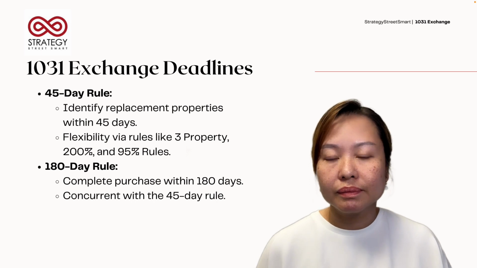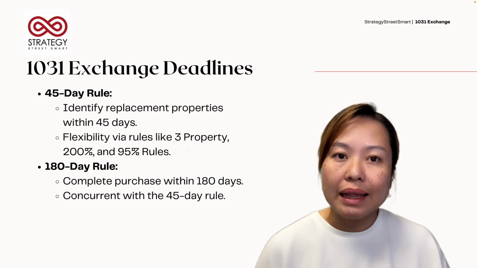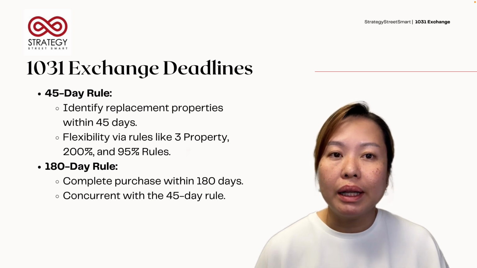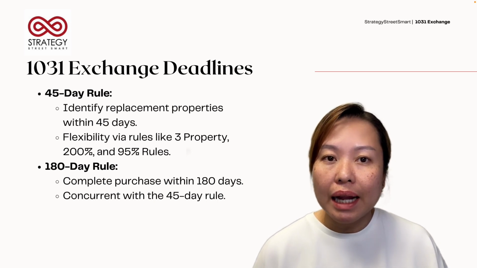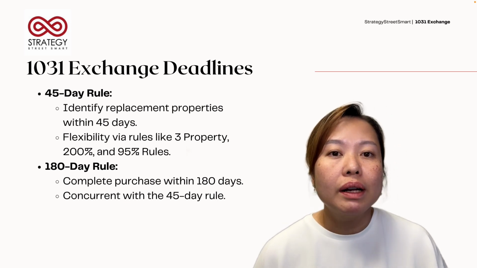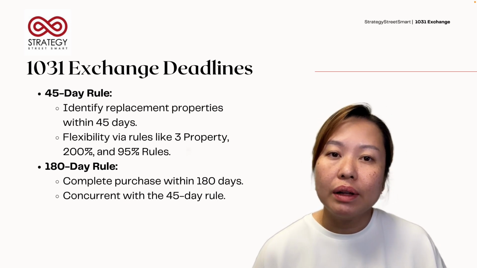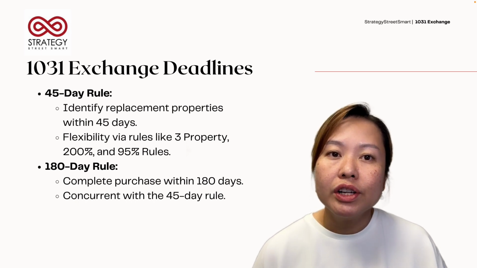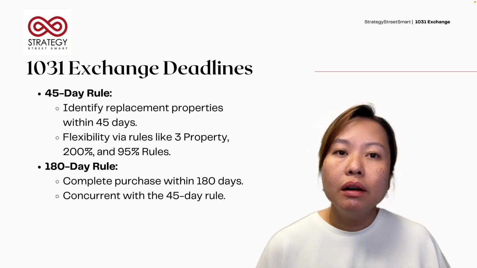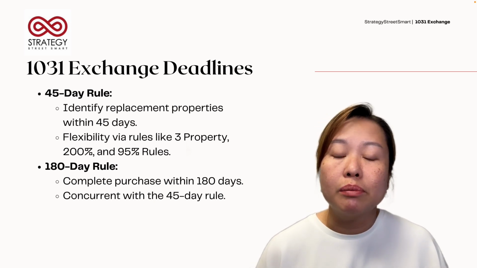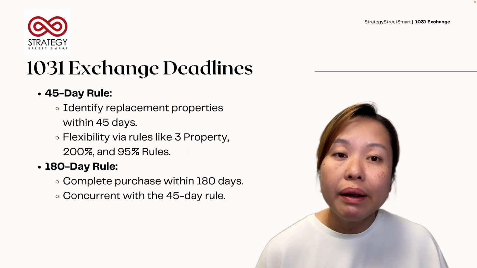The 180-day rule stipulates that the investor must complete the purchase of at least one identified property within 180 calendar days from selling the relinquished property. Notably, the 45 days rule and the 180-day rule run concurrently, emphasizing the need for efficient decision-making. Full completion, involving the transfer of title and payment for the property, must occur within this period.